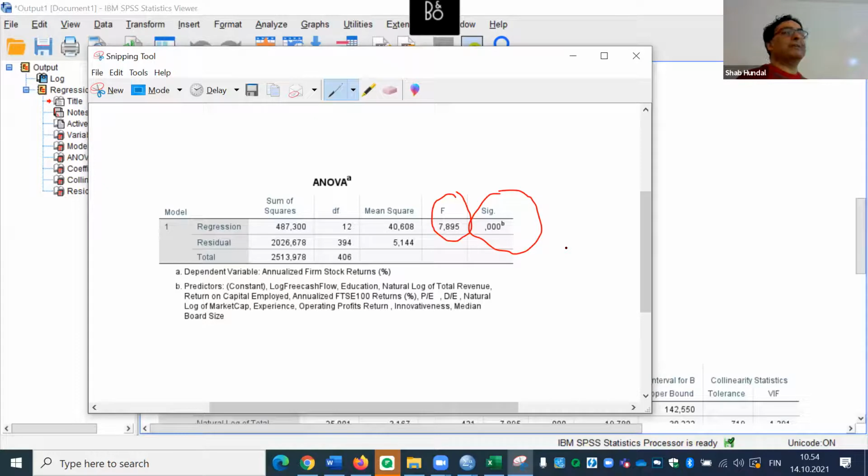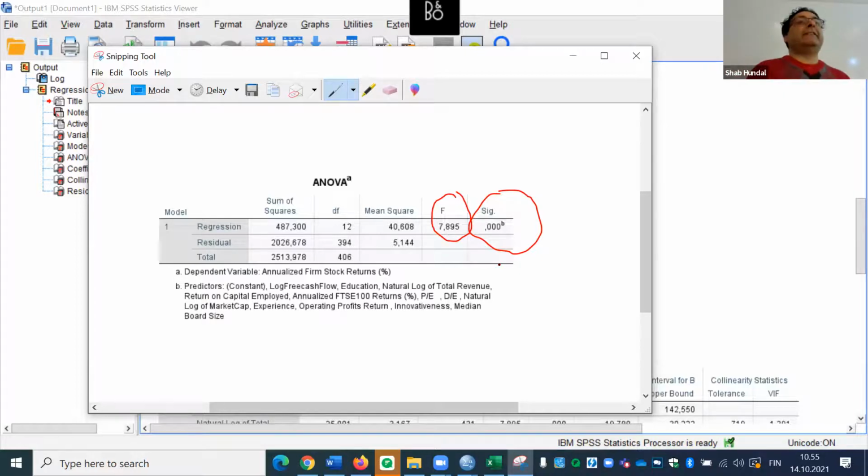How much was your R square in the previous table? Can somebody tell me? 19.4. And what does 19.4 show? That independent variables can move the dependent variable by 19.4%. Very good. And this we can say with what level of confidence? 100%. So now, mark my words, we can say with 100% confidence that the combined movement of all the independent variables upon the dependent variable is 19.4%. In the previous table, we knew it's 19.4%, but we were not sure if it is significant or not. Now it's proved that it is significant.